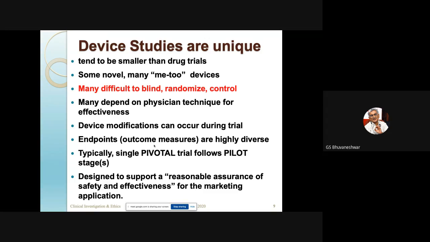What are the testing that needs to be done, or the blood parameters to be looked at, and so on. So device studies, again, the major departure from drug trials is that you generally have only two phases, which is called a pilot study and a pivotal study. I will explain that in more detail.